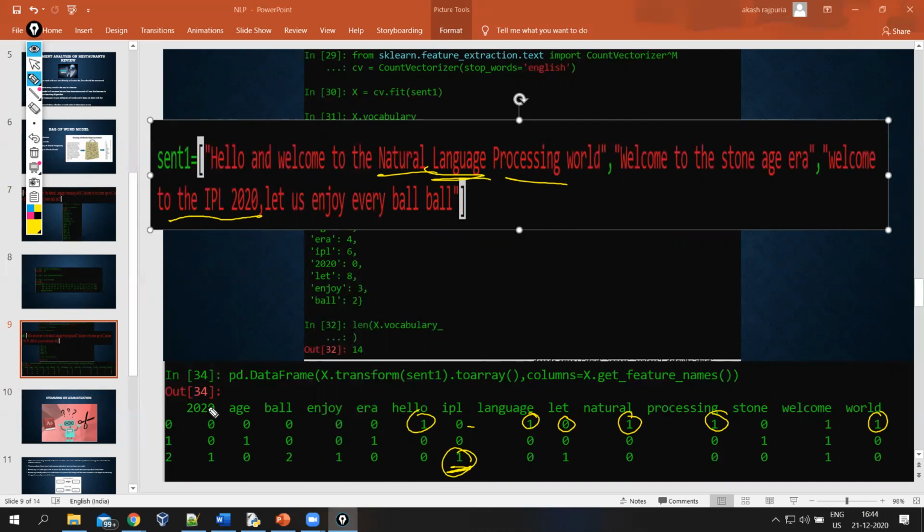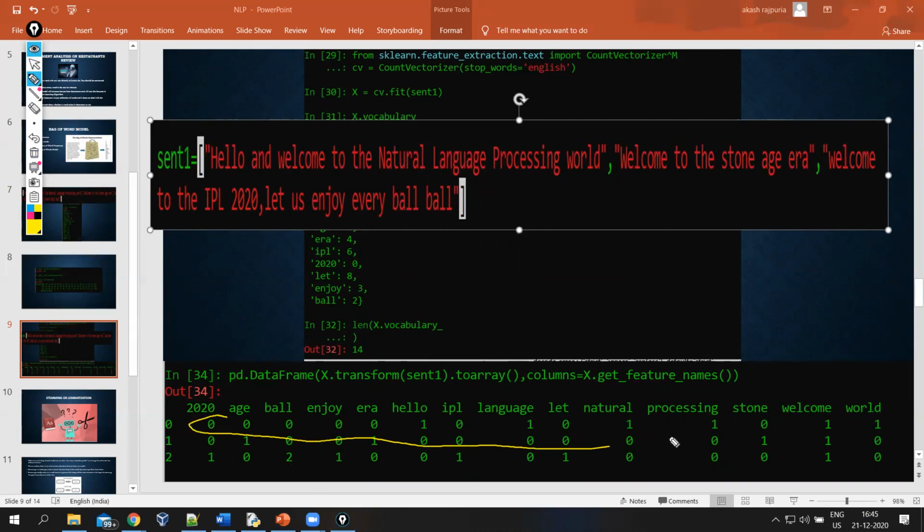In the same way, now "ball" is repeated 2 times in the third sentence. This is the first sentence, this is the second sentence, and this is the third sentence, where ball is repeated 2 times. So it will just count how many times a word has occurred. Now this is your complete bag of words model, and each sentence is represented as numbers.